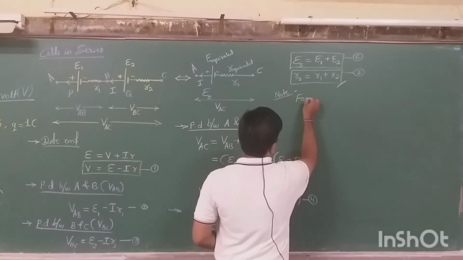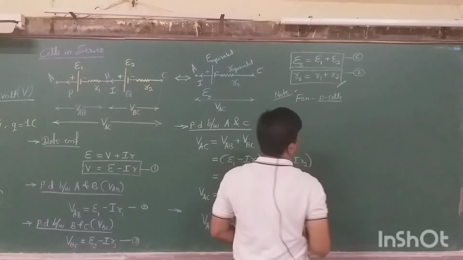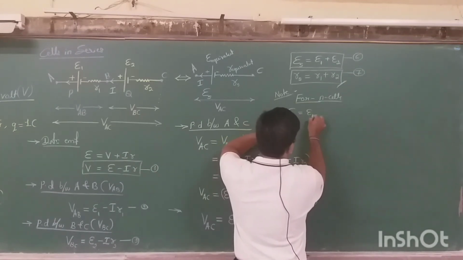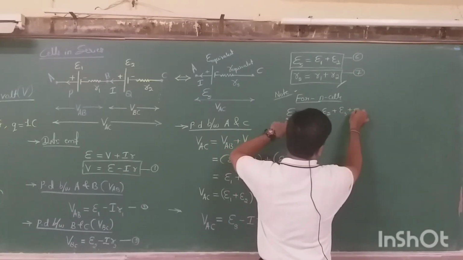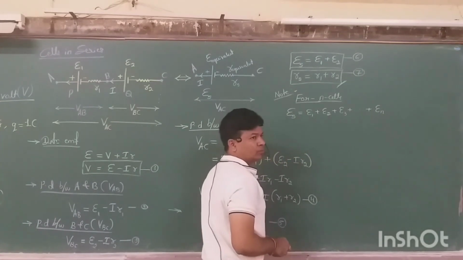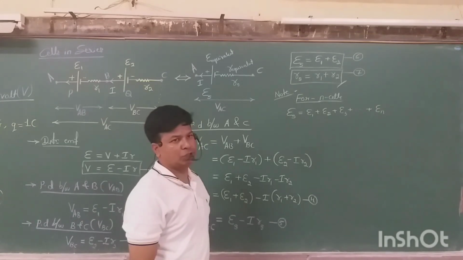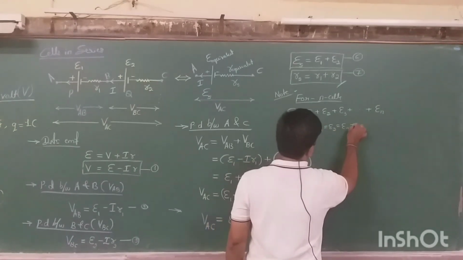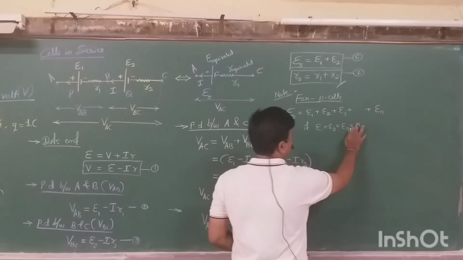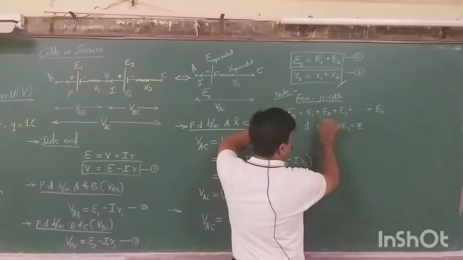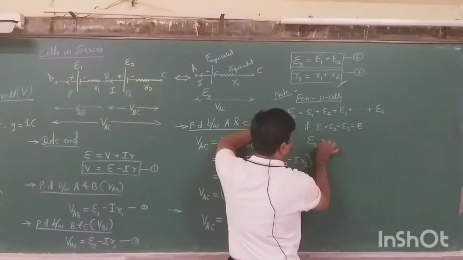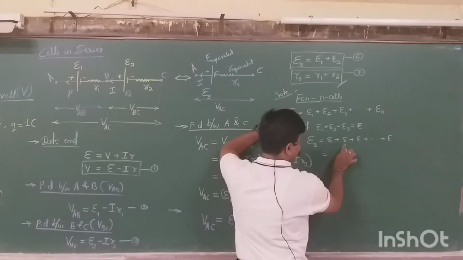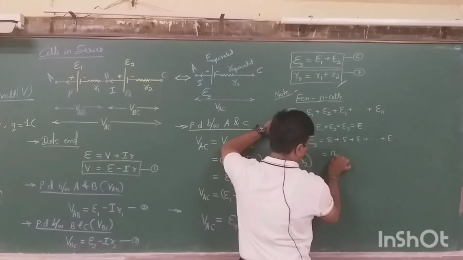For N shells, how can we write the expression for EMF? ES equal to E1 plus E2 plus E3 plus so on plus EN, for N shells in series combination. Suppose E1 equal to E2 equal to E3 equal to EN, all equal to E in N combinations. Then the EMF is the same for all, so we can write ES equal to E plus E plus E plus so on plus E, which is N into E.